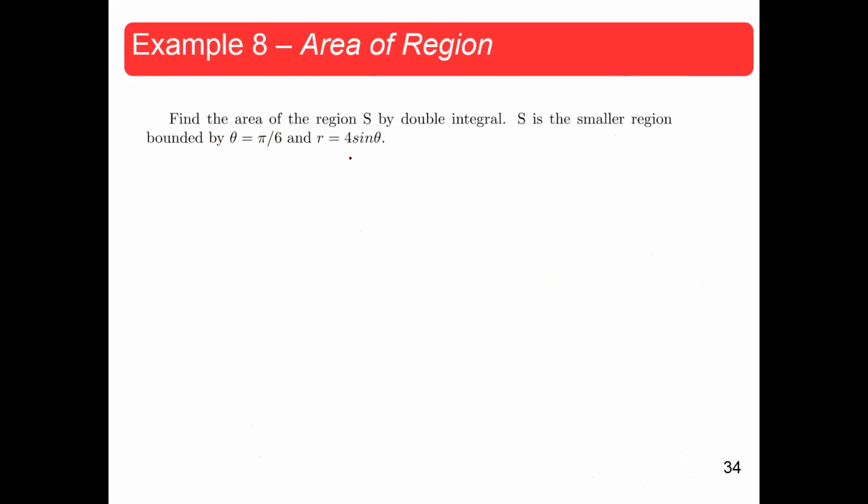All right, the next question, example 8, is we are actually finding the area of a region. So let's find the area of the region S by double integration. S is the smaller region bounded by theta equals pi/6 and r equals 4 sine theta. So there are two curves: one is theta equals pi/6, one is r equals 4 sine theta. We need to sketch both of these two graphs and find the region S.